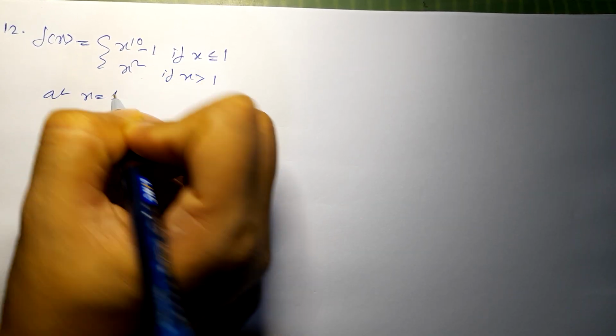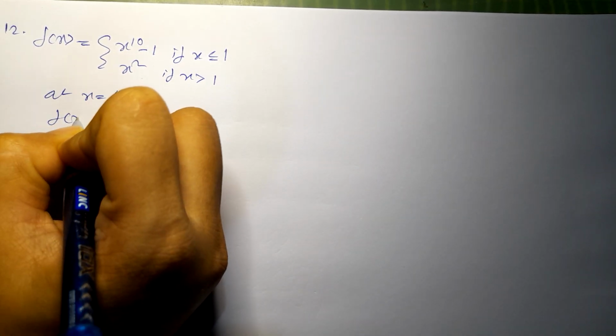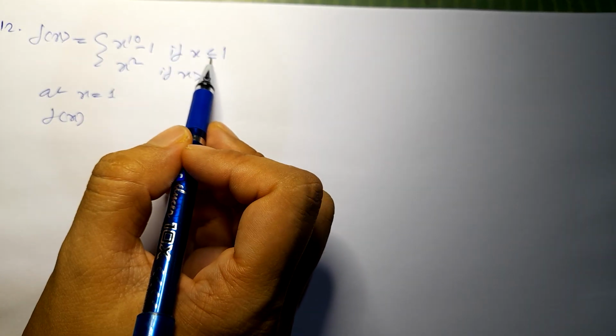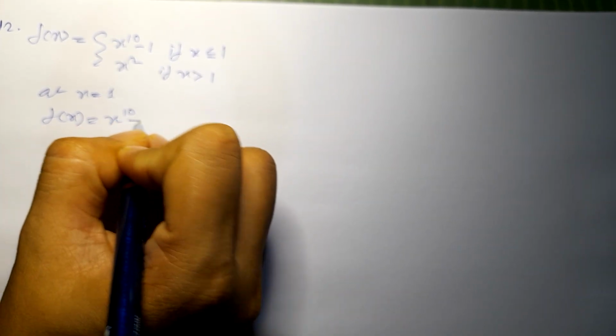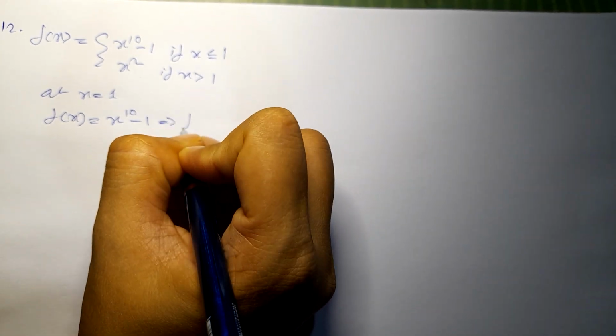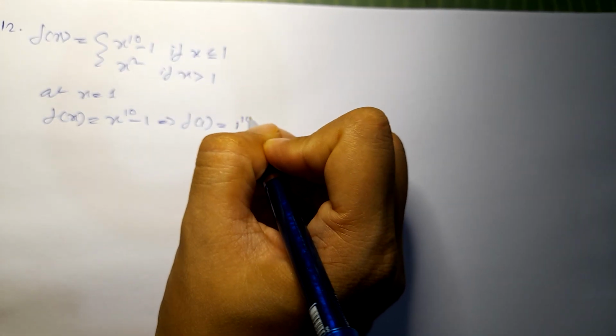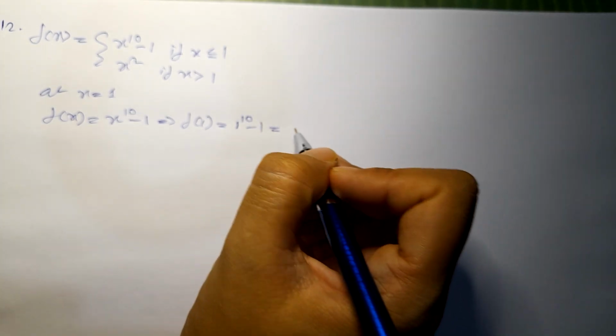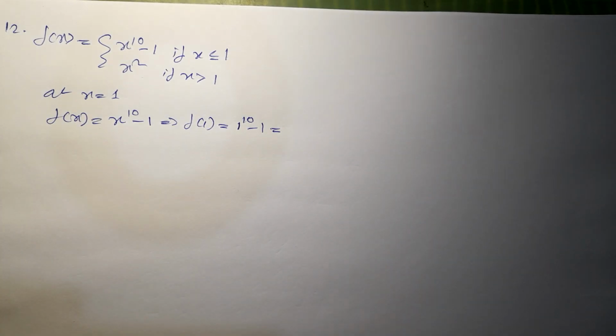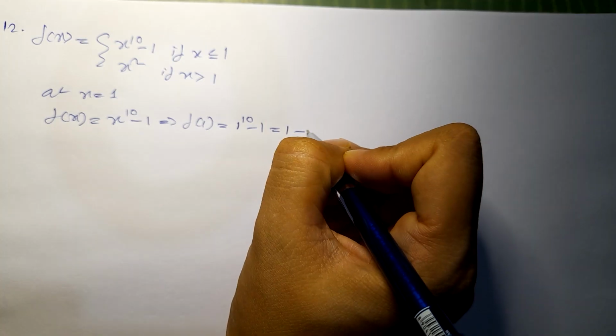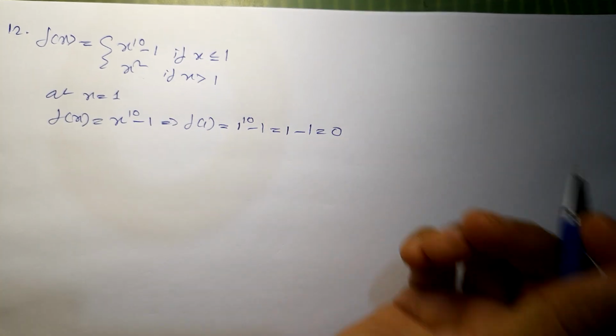So at x equal to 1, which one is the function? This is the function, x to the power 10 minus 1, for f of 1. So instead of x place 1. So 1 to the power 10 minus 1. 1 to the power 10 is 1, 1 minus 1 is equal to 0.